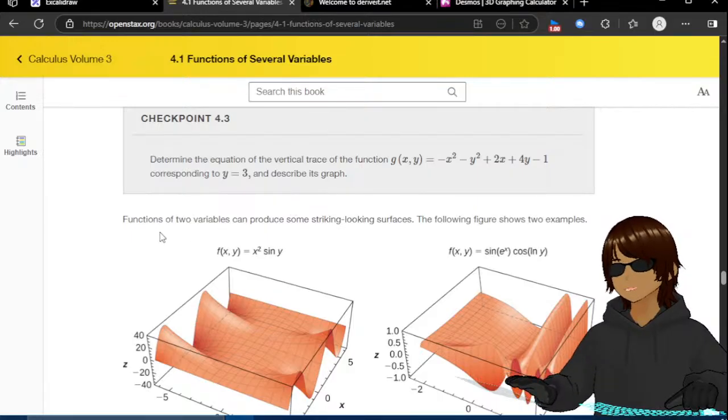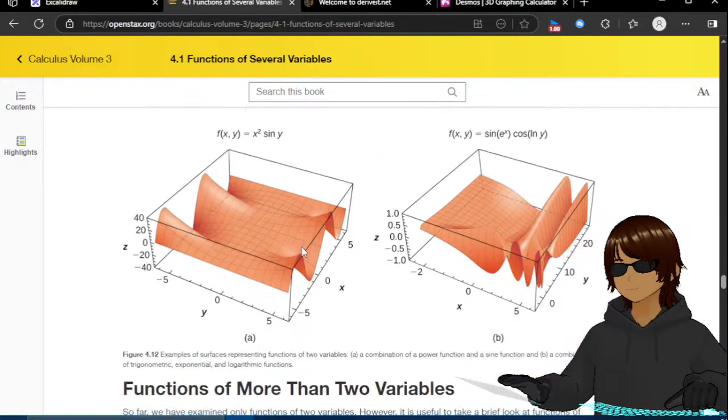Functions of two variables can produce some striking looking surfaces. The following figure shows two examples.